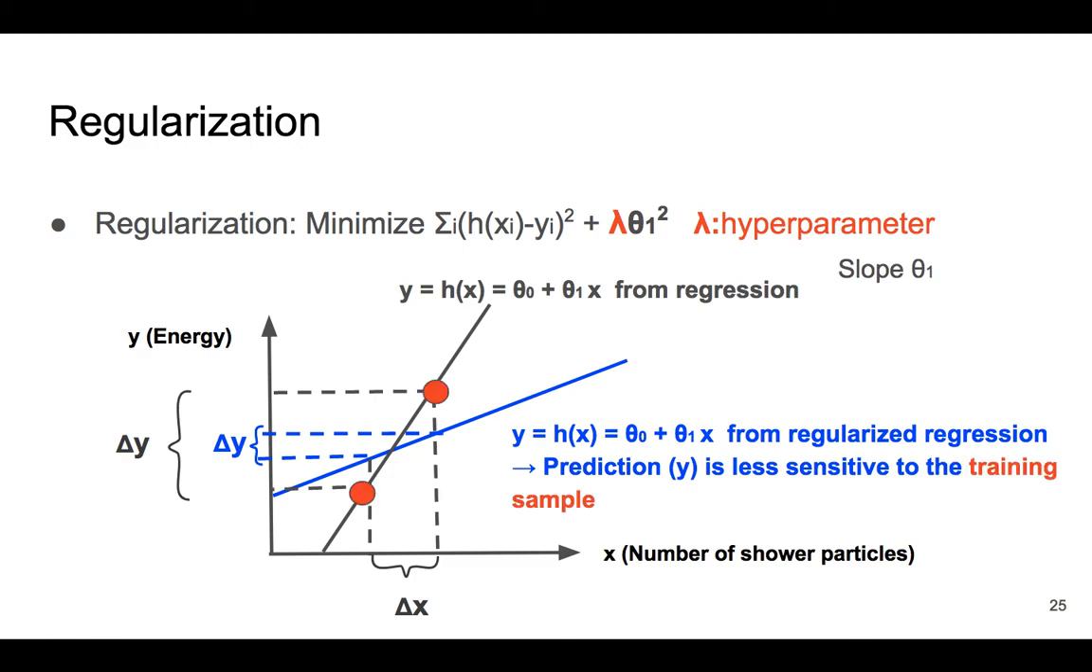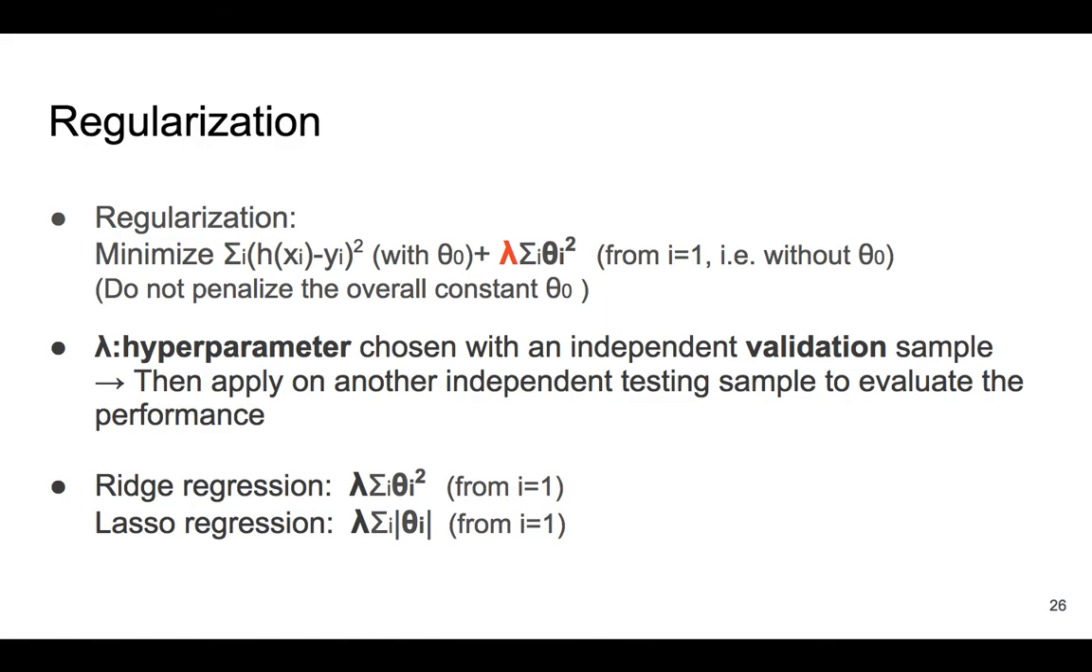Recall that without regularization, the hypothesis line just comes from the 2 points from the training data. So we can also say that with regularized regression, the prediction y is less sensitive to the training sample. And that's why it is more feasible to generalize the hypothesis from regularized regression. To extend regularization to multi-parameters, we add a penalty term lambda times the sum of squares for all parameters except for theta 0 to the objective function we wish to minimize. That is, we do not penalize the overall constant theta 0.